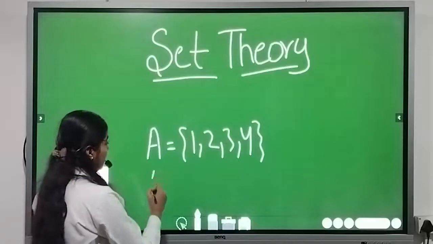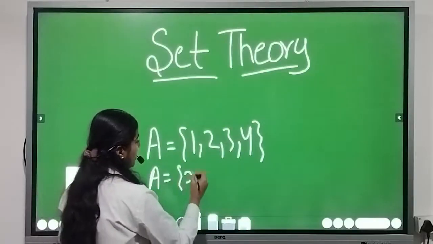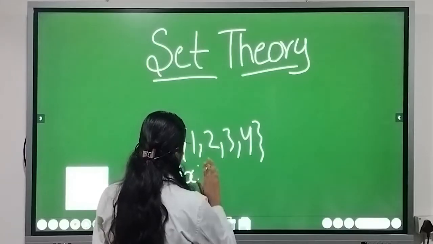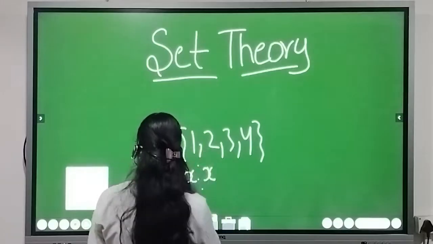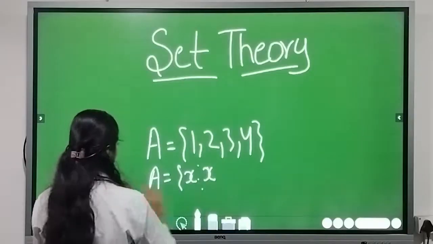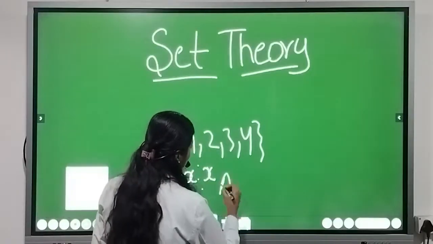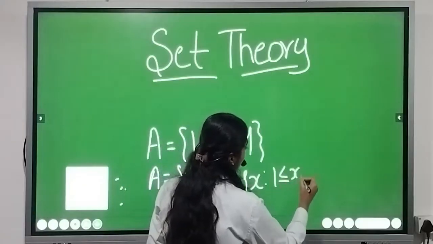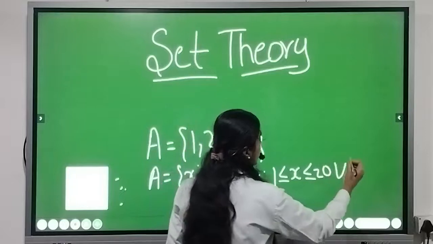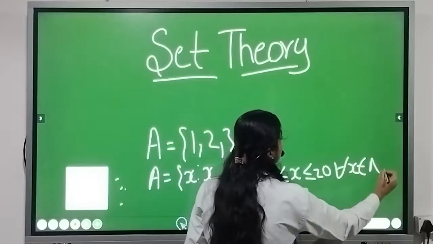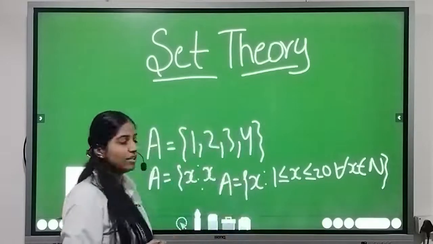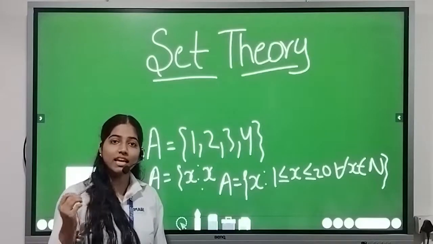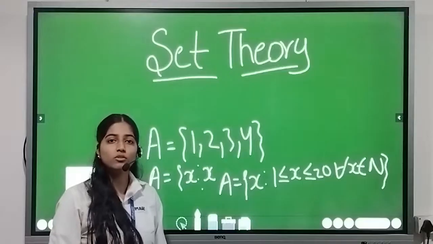For example, A is equal to {x such that 1 ≤ x ≤ 20, for all values of x belonging to the natural numbers}. This is an example of the set builder method. Here it can be noted that not every set can be represented in the roster method, but every set can be written in the set builder method. Moving on to types of sets.